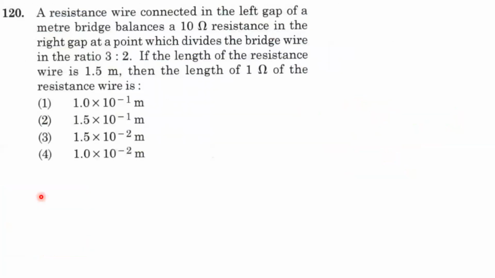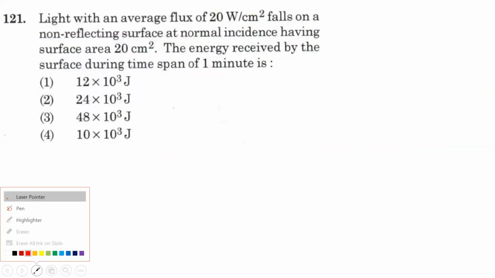120th question. A resistance wire connected in the left gap of a meter bridge balances a 10 ohm resistance in the right gap at a point which divides the bridge wire in the ratio 3:2. If the length of the resistance wire is 1.5 meter, then the length of 1 ohm of the resistance is how much? Listen to this question.